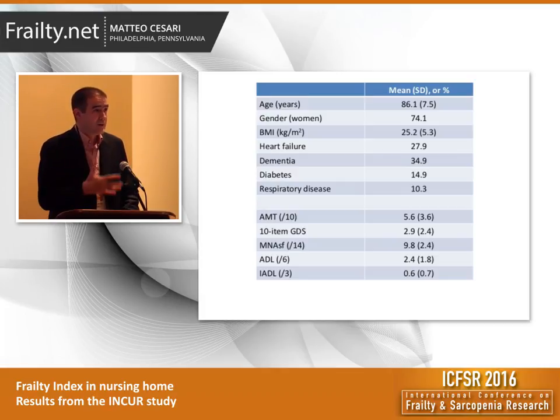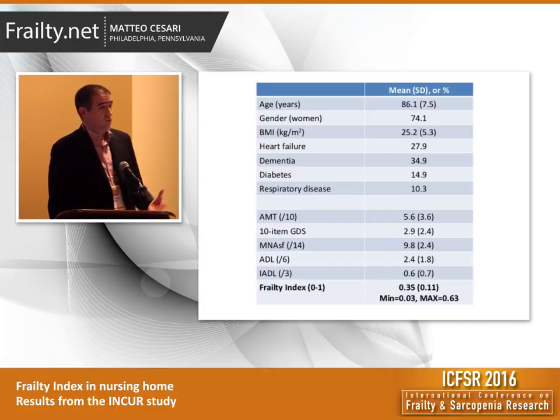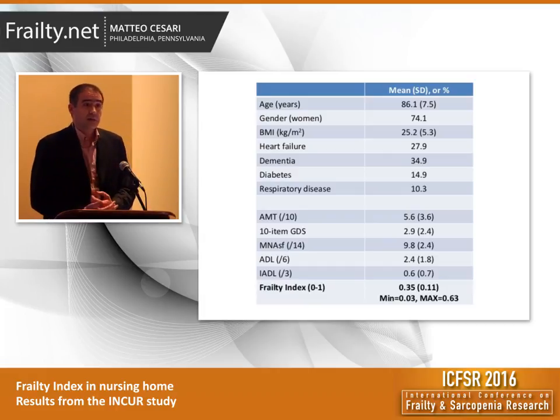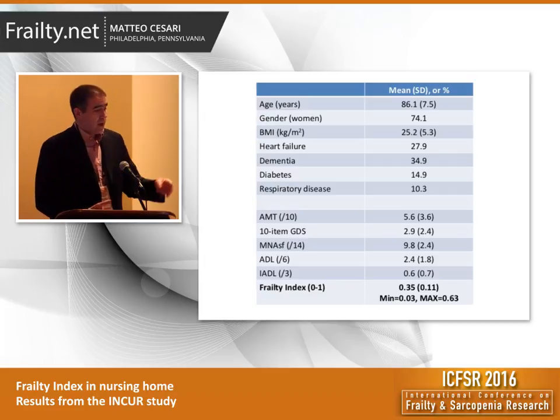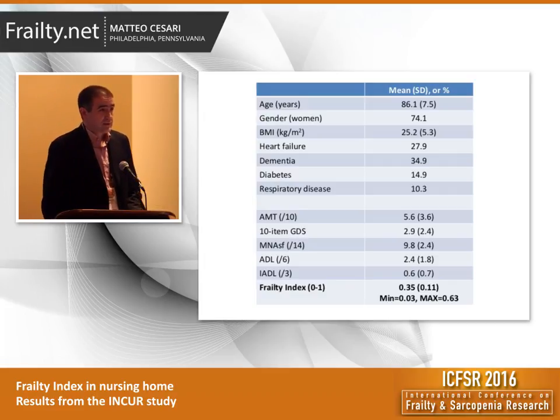So again, if I had to include here a measure of vulnerability or frailty, I might have a problem of floor effect here. I want to discriminate in a very frail population. And for this reason, we included the Frailty Index on the basis of the 30 items that I presented before. And as you can see, the Frailty Index here has a mean of 0.35.